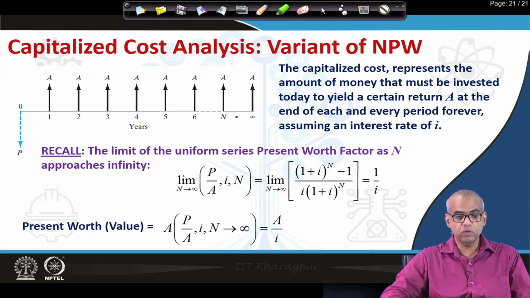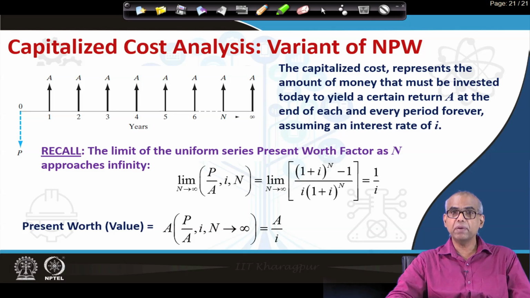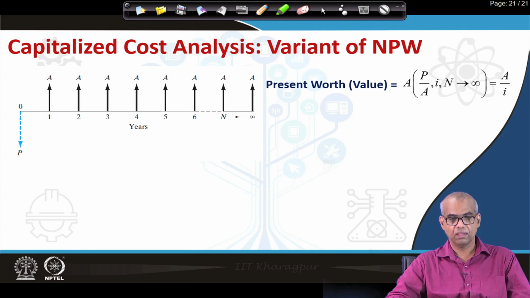So, the present worth value will be A multiplied by the P by A factor. So, it will be A into 1 by I, which is A by I. So, the present worth value for this uniform series which extends over infinity is obtained as A by I.